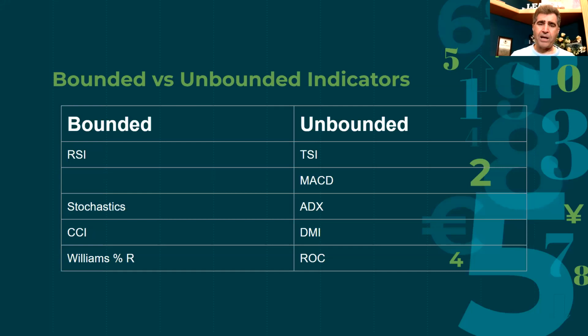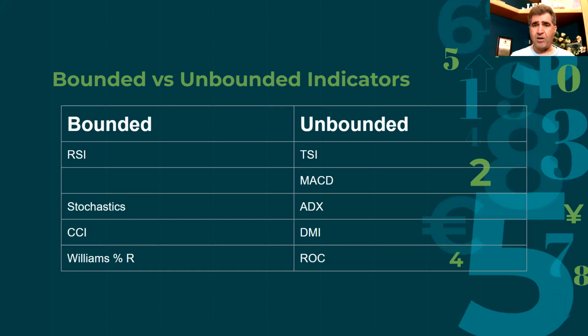Some of them are called bounded, and usually it is from 0 to 100. And basically what we use when it's a bounded one, we have oversold, overbought, we have the center line, and that allows us to see if something is really stretched or not. But they do have their boundaries, and again, they are between 0 and 100. Sometimes it could be minus 100 to 100, but it's usually 0 to 100. And basically the ones that are RSI, stochastics, CCI, Williams percentage R.